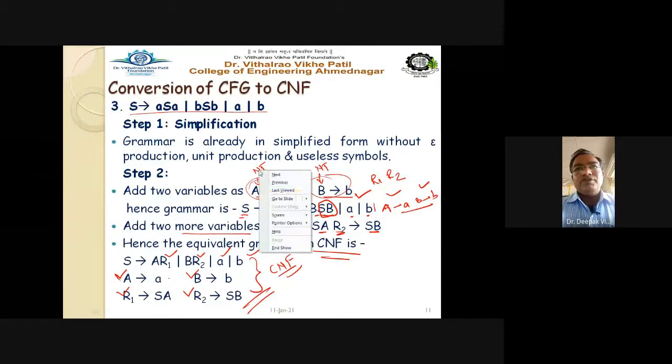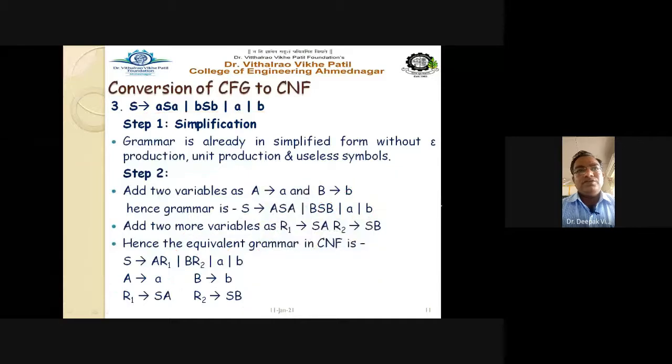Very simple. You observe it once again, go through it, listen carefully. So first, what we have done here: for this A and for this B, S is a production like this, S gives A and S gives B. So what we did here, we just added two non-terminals, that is A gives a and B gives b. Right. Now to these two non-terminals, we add and write this into the original grammar.